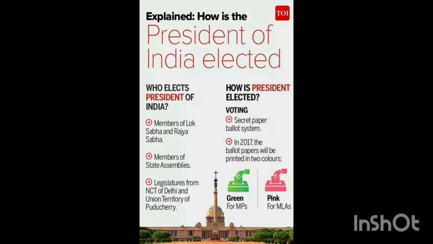The President of India is elected by members of Lok Sabha and Rajya Sabha, members of state assemblies and legislatures from NCT of Delhi and Union Territory of Puducherry. How is the President elected? It is by voting by secret paper ballot system. The ballot paper will be printed in two colors: green for Member of Parliament and pink for Member of Legislative Assembly.